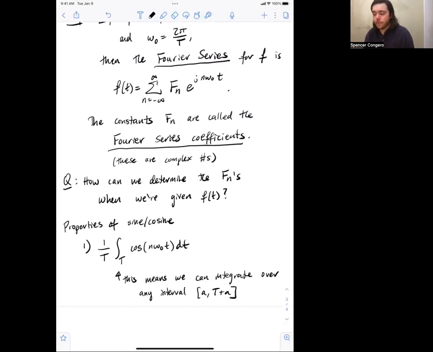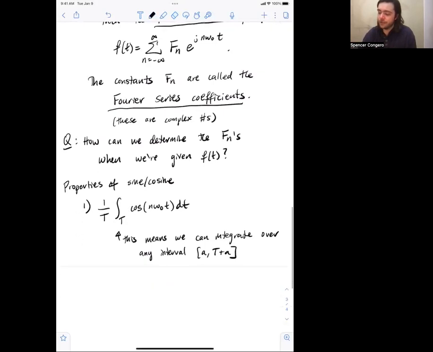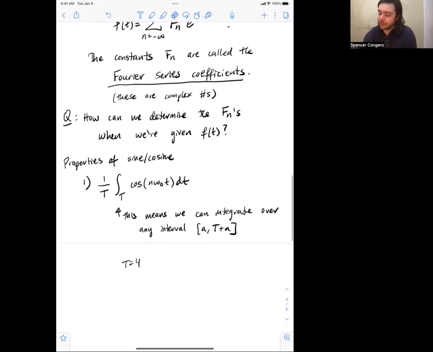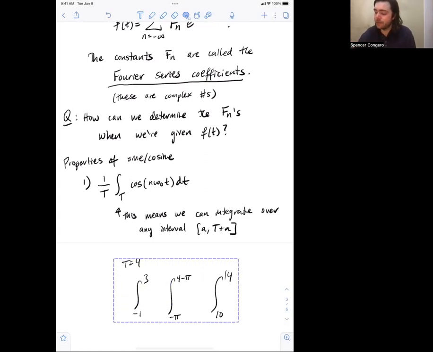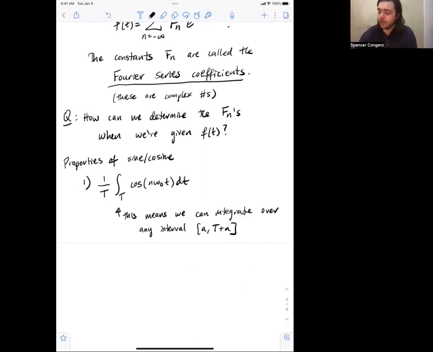Okay. So that's what this means. So this integral, I can integrate over any period. So if the period was like 4, just to give you an example, then I could integrate from -1 to 3, right? Because that is length 4. This is like -1, and then -1 plus 4 is 3. I could integrate from -pi to 4 minus pi. I can integrate from 10 to 14, right? That's just what this means. You can integrate over any period. You get to decide. And part of problems is going to be trying to sometimes pick very nice bounds for your integral.